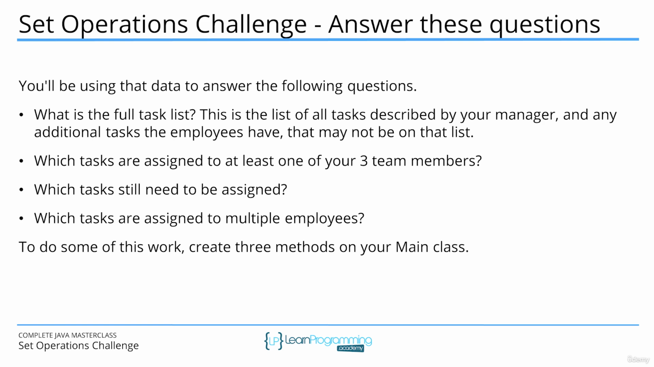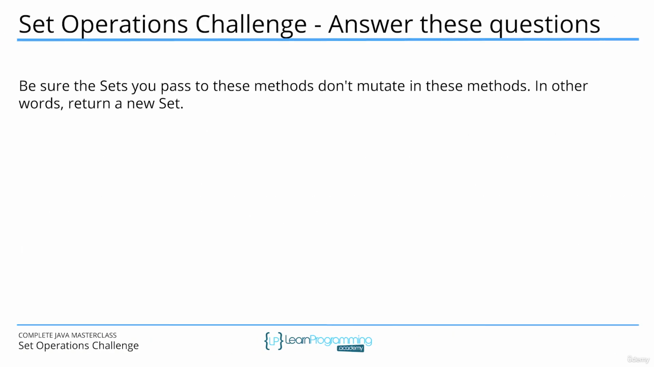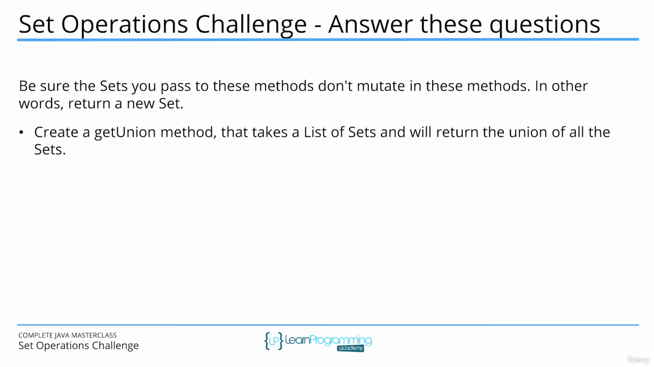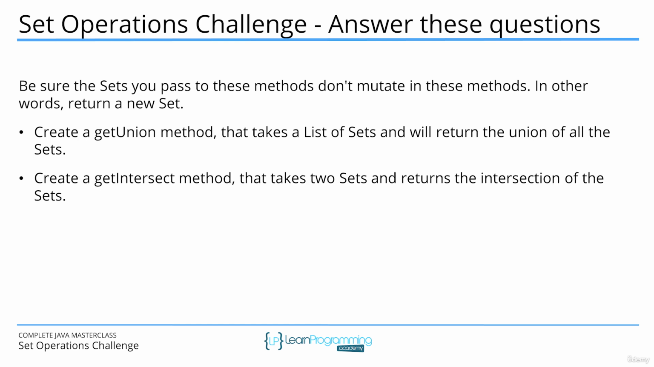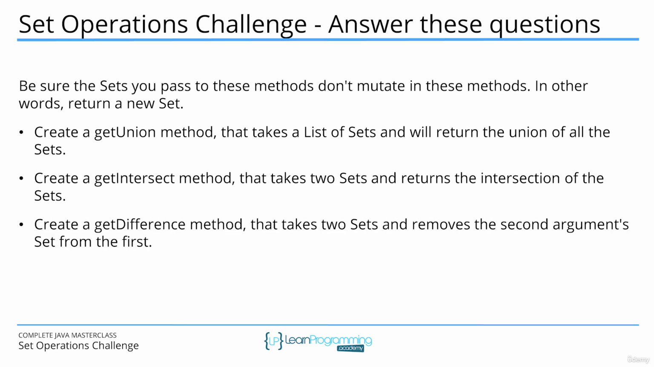To do some of this work, create 3 methods on your main class. Be sure the sets you pass to these methods don't mutate in these methods, in other words, return a new set. Create a getUnion method that takes a list of sets and will return the union of all the sets. Create a getIntersect method that takes 2 sets and returns the intersection of the sets. Create a getDifference method that takes 2 sets and removes the second argument set from the first.